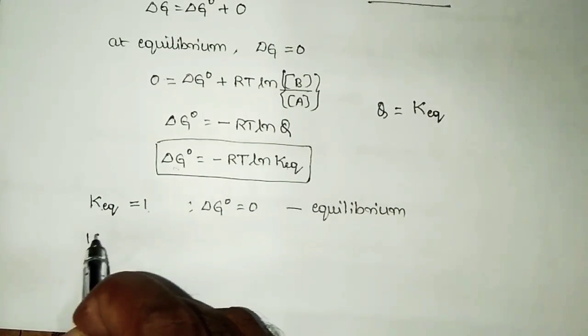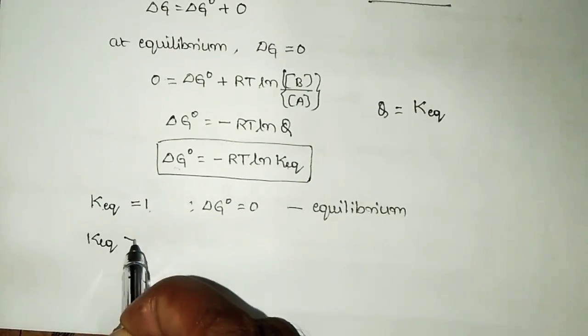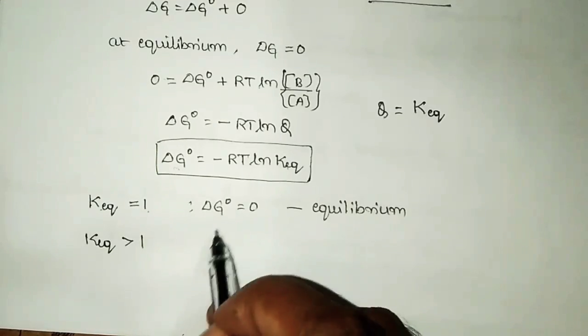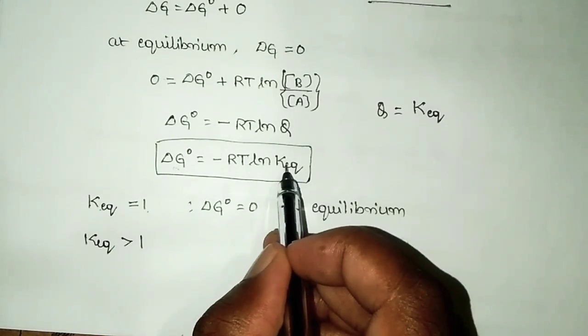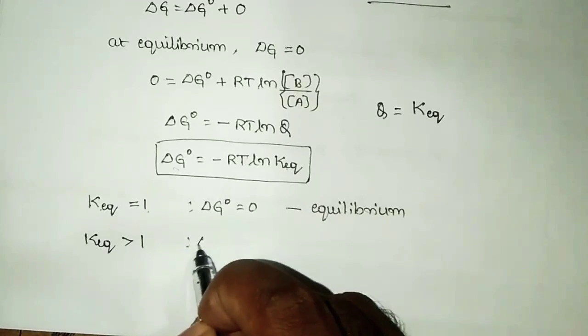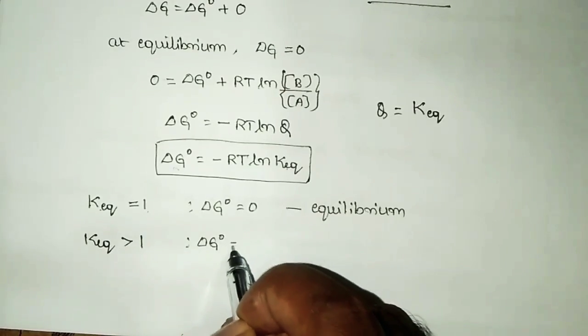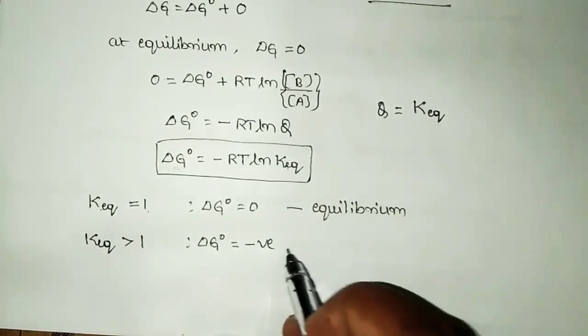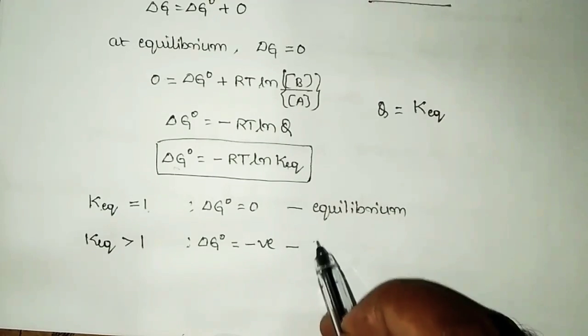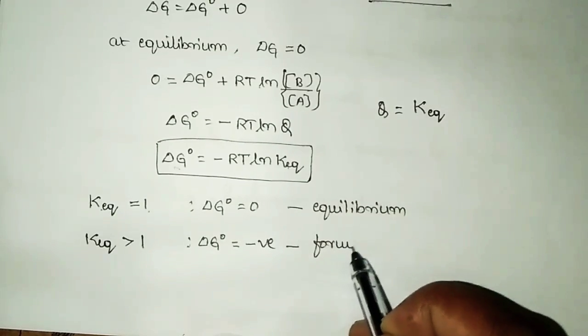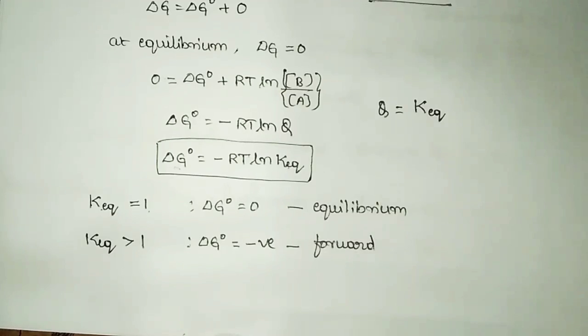And if the value of the equilibrium constant, that is KEQ, is greater than 1, then the value of delta G naught will be negative. Then the reaction will proceed in a forward direction.